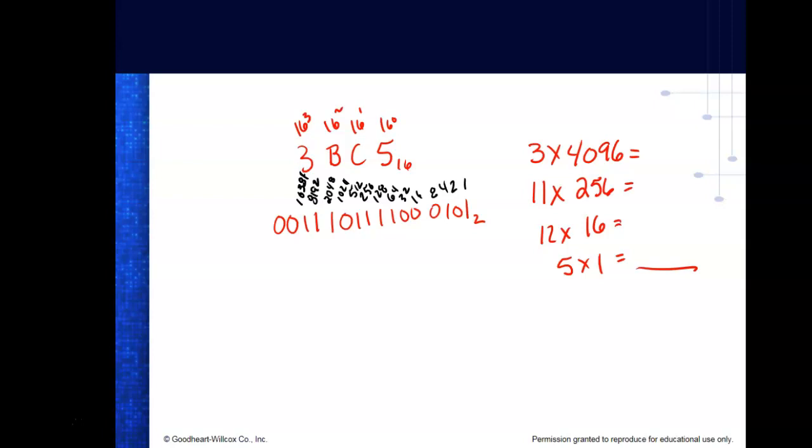When you look at the worksheet that we'll try to work on today, you can take each one of those, convert the hex digit over to decimal, then multiply it times the power of 16, the actual decimal equivalent of the power of 16. And then this is the decimal equivalent for each digit.